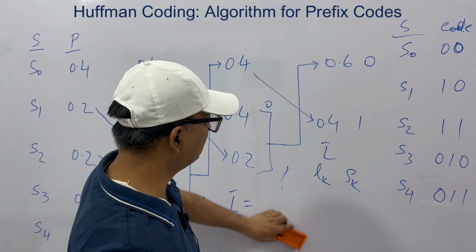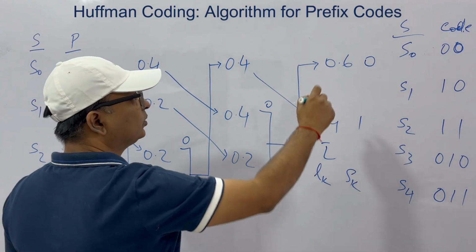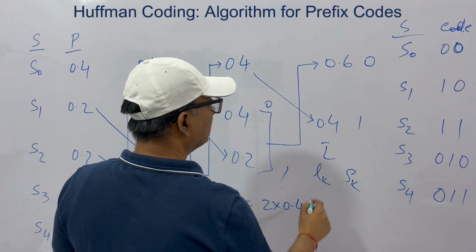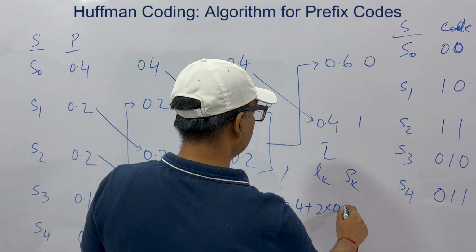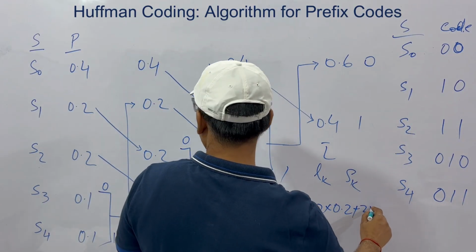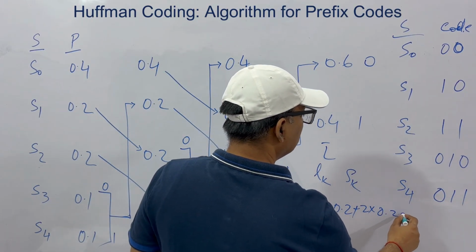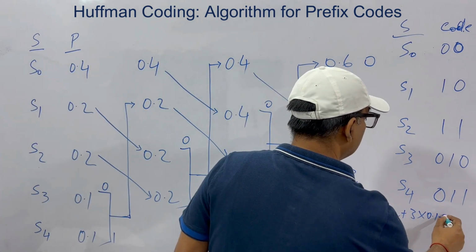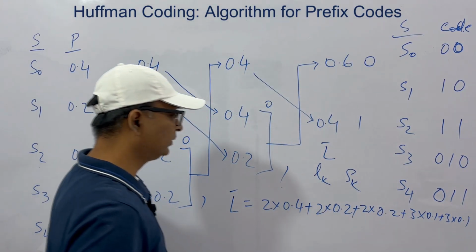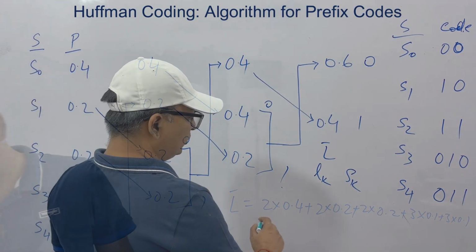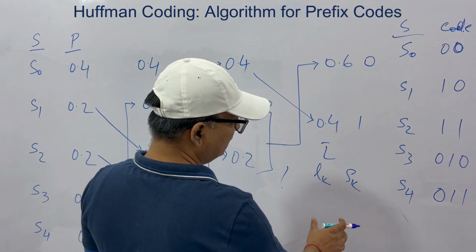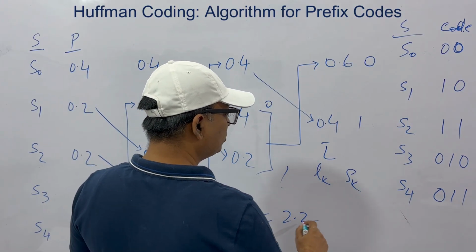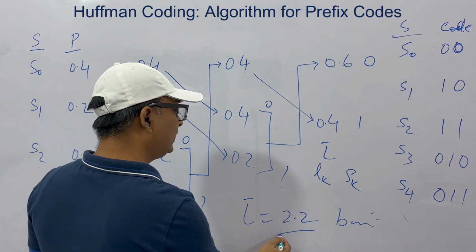We take the summation. So S0, the code word length is 2, into its probability. S0 is 0.4. Then 2 into 0.2. Again 2 into the third probability, 0.2. Then 3 into the probability 0.1, and 3 into 0.1. So if you add them all, what you get is 2.2. That is, your average code word length is 2.2 binary information bits. Okay, so L is 2.2.